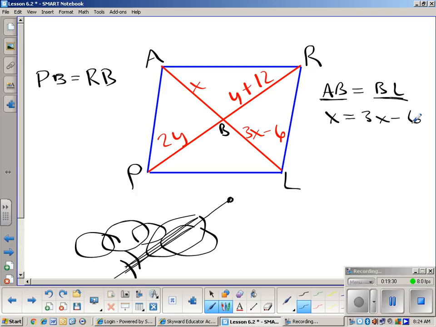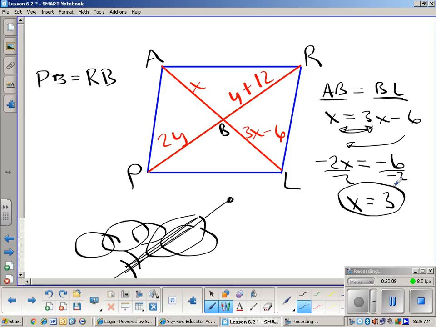Now, some of you, to solve this, might say, I really don't want to move my 3x over because that's going to give me a negative number, but others are going to say, I don't want to make an extra step just to avoid a negative number. So you can either move your x over, and your negative 6 over here, or you can just say, let's subtract 3x from both sides. So I get negative 2x equals, what's left? Negative 6. Then divide by negative 2, and so I get x equals a positive 3. Okay?